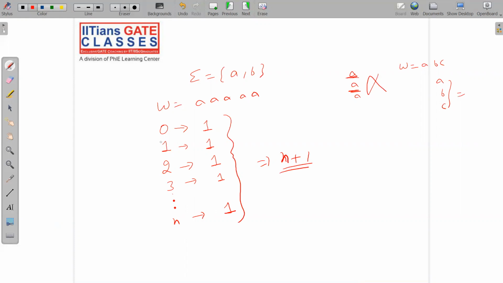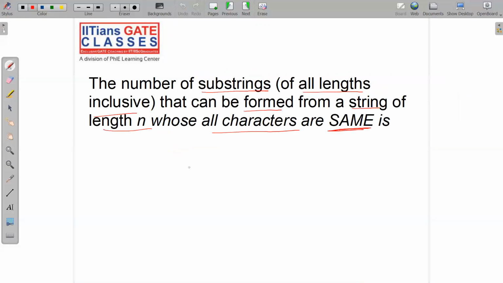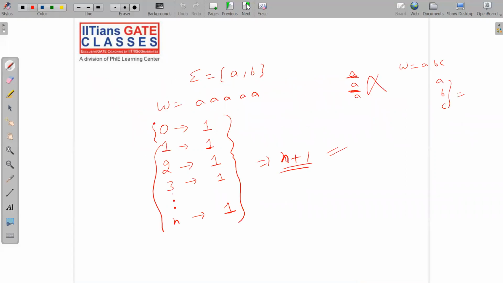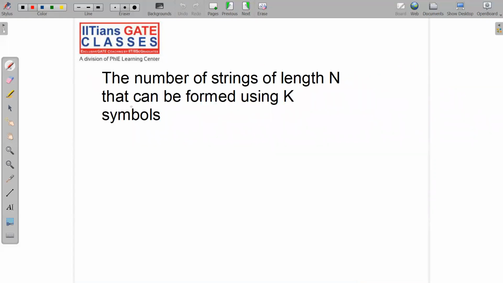Why n plus 1? Because lengths 1 to n give n substrings, and plus 1 for length 0. So the answer will be n plus 1. I hope I have made the point clear. Okay, so now let's move to the next slide.